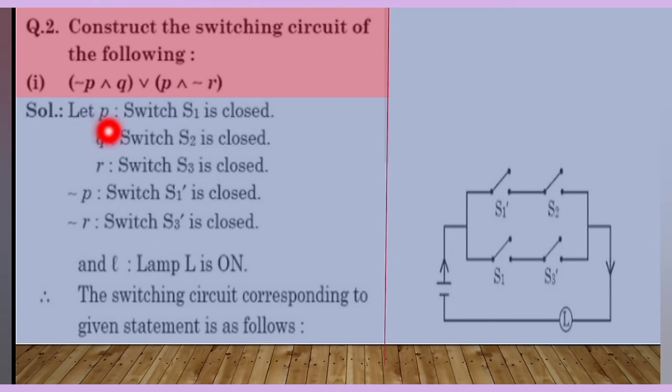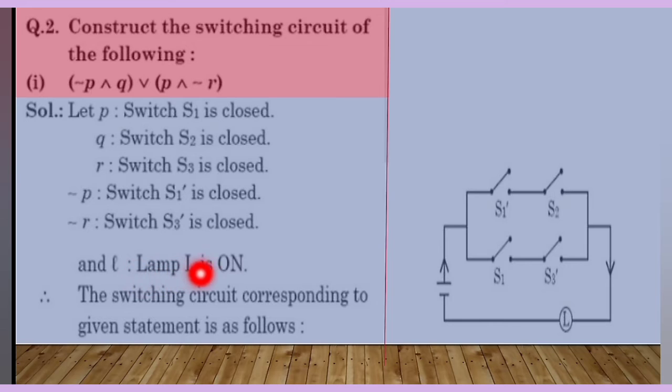Start from the P statement. P is a switch S1 is closed. Q statement, write down switch S2 is closed. R means switch S3 is closed. Negation P means opposite of P, S1 dash. Negation P means switch S1 dash is closed. And negation R means opposite of S3, S3 dash is closed. And lamp L is on.